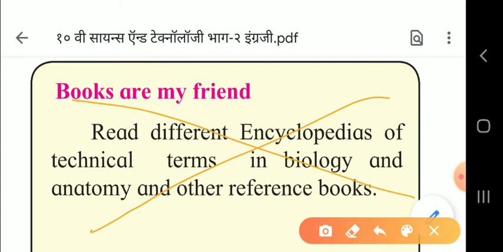So children, here this second chapter is ended. Hope you might have understood what I taught you. This cell division is very easy, very interesting also. I tried my level best to make you understand.